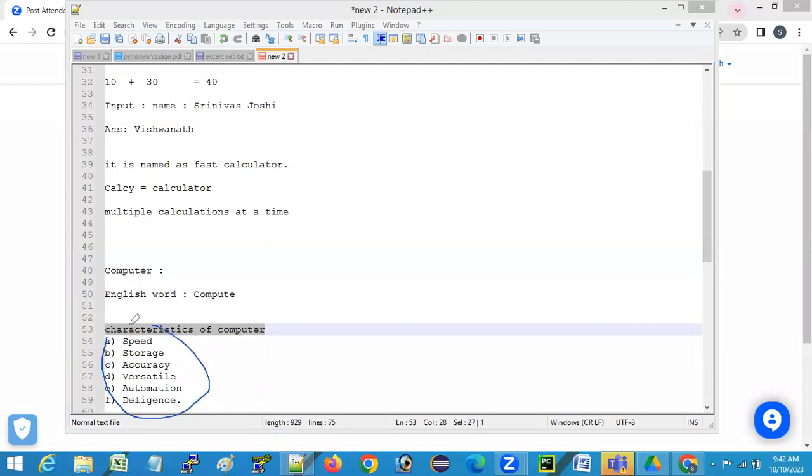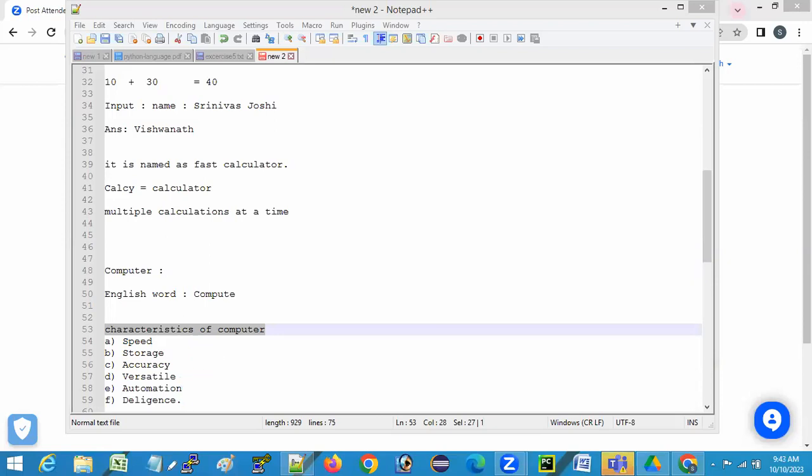characteristics. How many characteristics are there? There are 6 characteristics. The first one is speed. Second one is storage. Third one is accuracy. Fourth one is versatility. Fifth one is automation. And the sixth one is diligence.